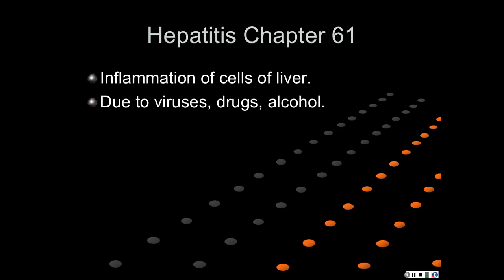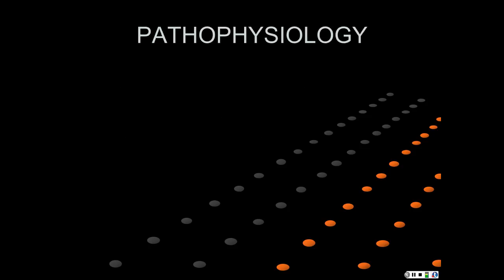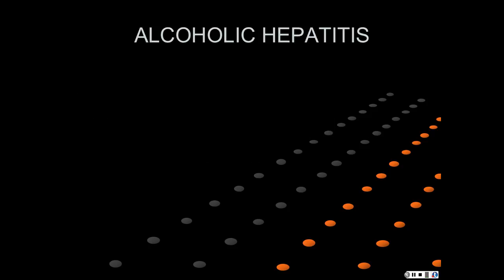It can be due to drugs. I'm sure you know, for example, things like Tylenol. There's a warning on the Tylenol as to how much people can take in a given day. And of course, alcohol, particularly where there is abuse of alcohol. The range of hepatitis can vary from being mild to life-threatening, where there's a sudden deterioration of the functions of the liver, and death can occur within a few months.